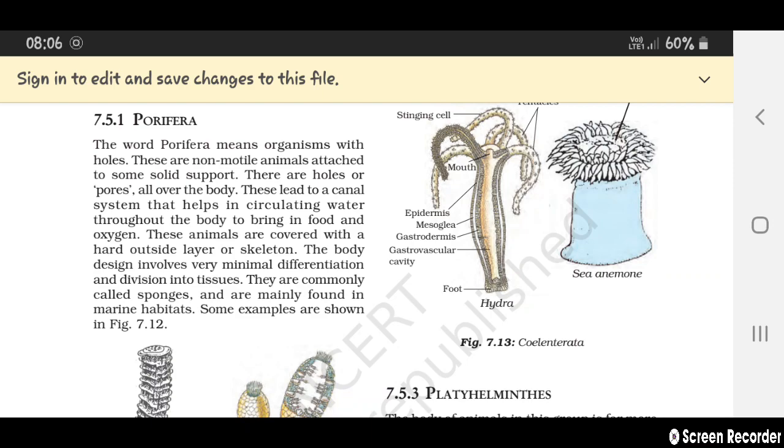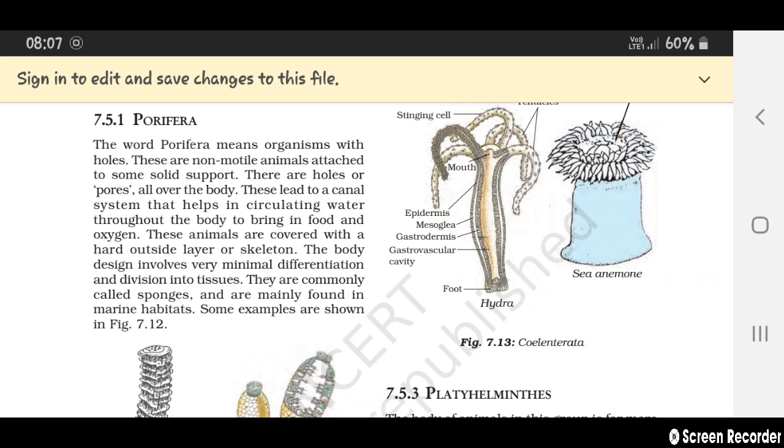And these lead to a canal system that helps in circulating water throughout the body to bring in food and oxygen. These animals are covered with a hard outside layer or skeleton, and their body design involves very minimal differentiation and division into tissue. They are commonly called sponges and are mainly found in marine habitats, in water.